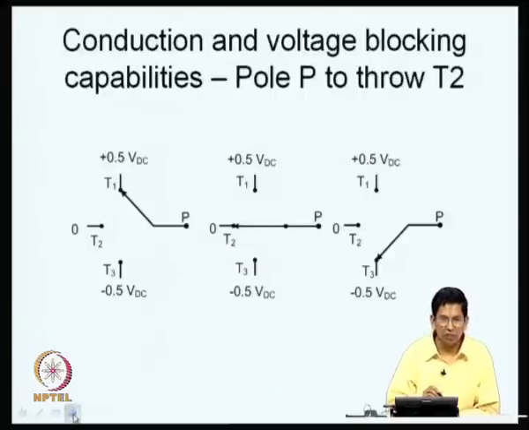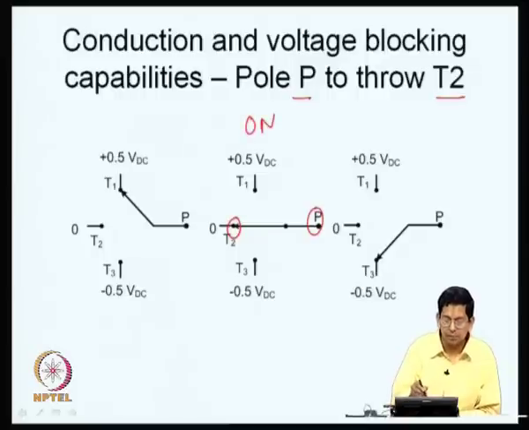Now, let us move on. We are still only inching our way towards the overall realization. Let us look at the conduction and voltage blocking capabilities between pole P and throw T2. Pole P is connected to throw T2 here. This is the on state, whereas it is open. P and T2 are open here also. So, these two are actually off states.